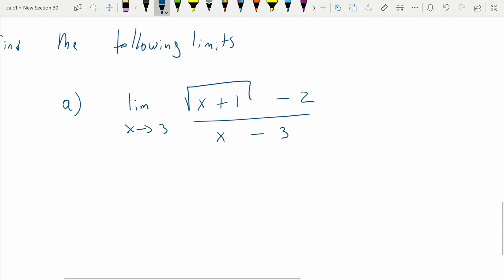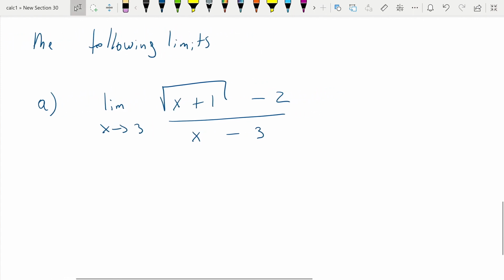Okay, this is a typical example of the problems we saw at the beginning of the semester, where we needed to manipulate the expression in order to get something we could evaluate. I mean, something that was equivalent to a continuous function. So we observe here that if you plug in 3, you get the square root of 3 plus 1, which is 4, so that's the square root of 4, which is 2. And 2 minus 2 would be equal to 0. And for the denominator, 3 minus 3 will also be equal to 0. So we'll get 0 over 0.